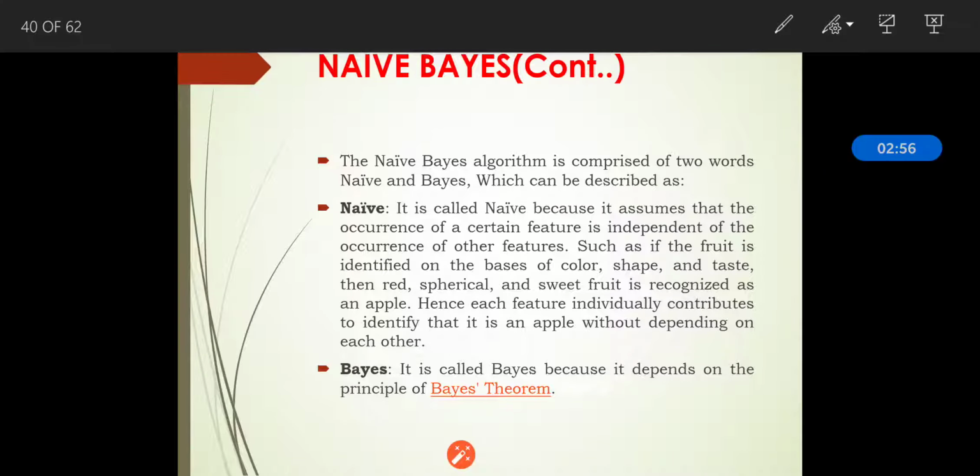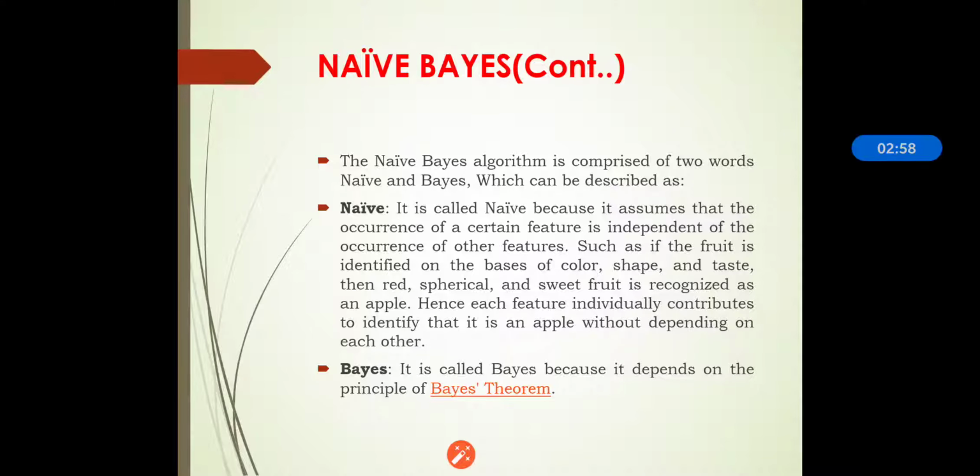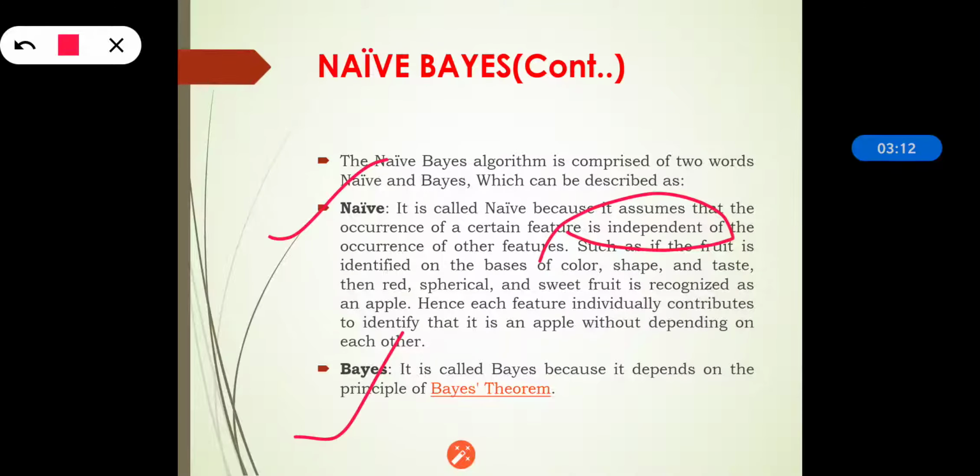So the Naive Bayes algorithm is comprised of two words, we can say. The first one is Naive and the second one is Bayes. It is called Naive because it assumes that the occurrence of a certain feature is independent of the occurrence of other features, as I already gave the example of apple. So that's why it is called Naive. And it is called Bayes because it depends on the principle of Bayes theorem.